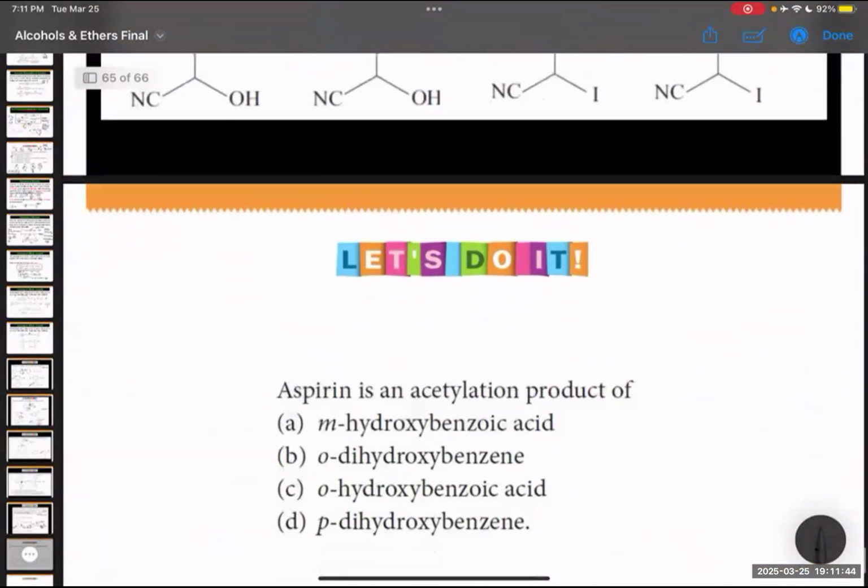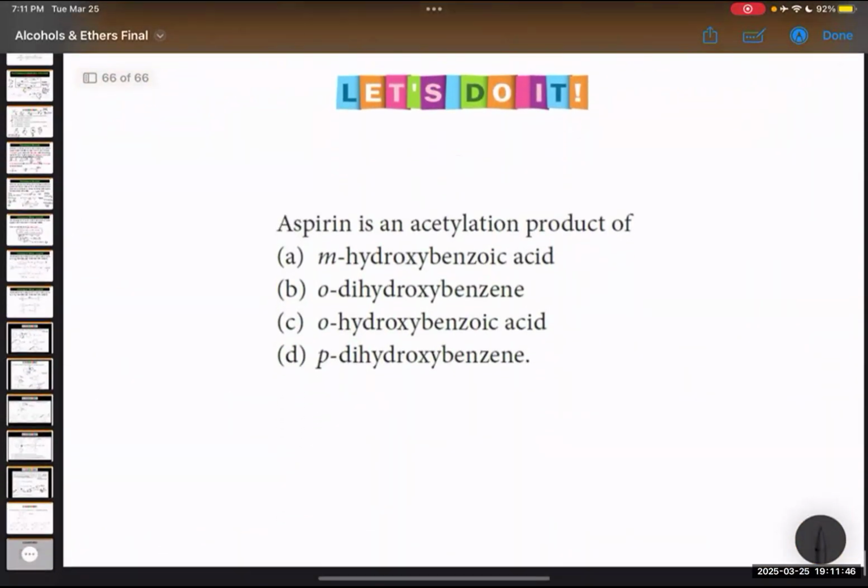We already did this question. This also we did, right? Aspirin is the acetylated product of ortho-hydroxybenzoic acid. Right? So I hope everybody understood this.